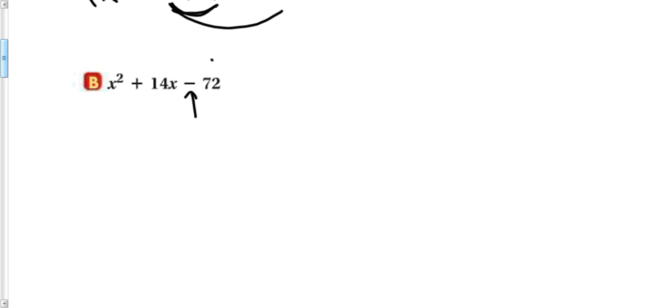Because if you think about it, when you have two things that multiply together, if they're positive and positive, you get a positive. If they're negative and negative, you get a positive. So the only way I could have this last term be a negative 72 is if the signs are different. And when you have two terms that have different signs, you subtract them. This tells me that I'm going to get a positive 14 when I combine them, which means the number with the bigger absolute value is going to be positive.